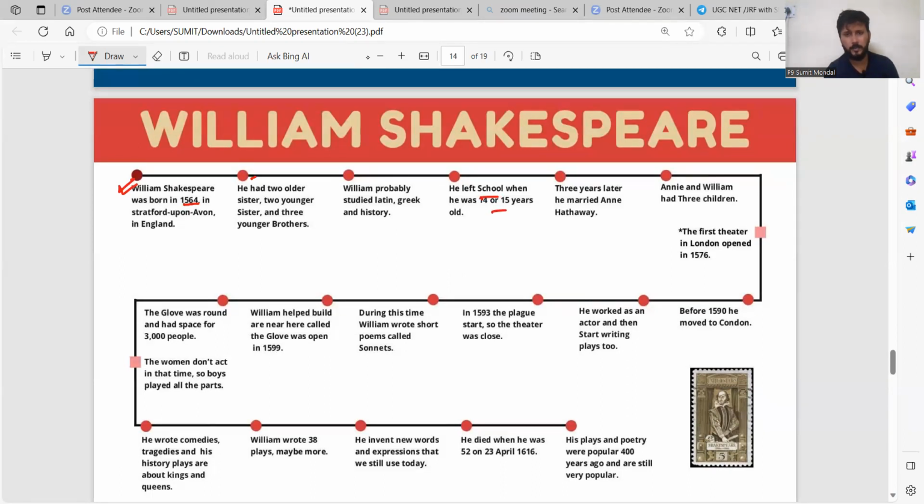School life lasted 14 to 15 years. Then marriage. Then they had 3 children. What is very important, the first theater in London opened in 1576. Look, a simple thing: if the theater had not opened, then definitely Shakespeare couldn't have reared up the dream of becoming a very important playwright. So obviously the first opening of a theater in London was a very remarkable event even for Shakespeare.